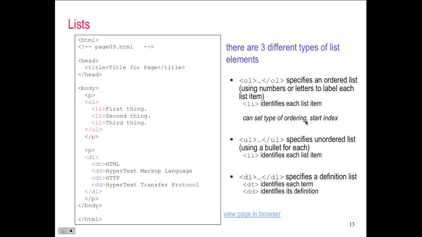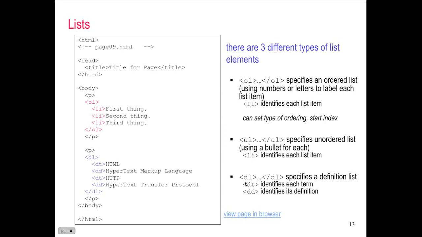You can set it for ordering starting at an index as well. So start the order at 5, start the order at 6. Use numbers, use characters. And then the unordered list specifies it with a bullet. So the list item itself identifies each item.